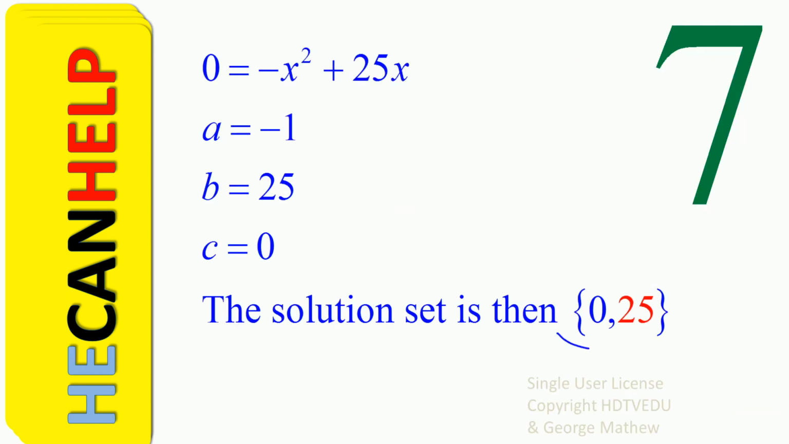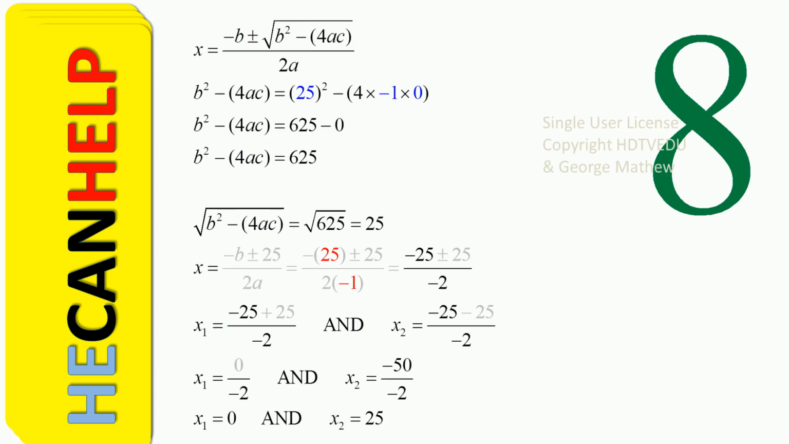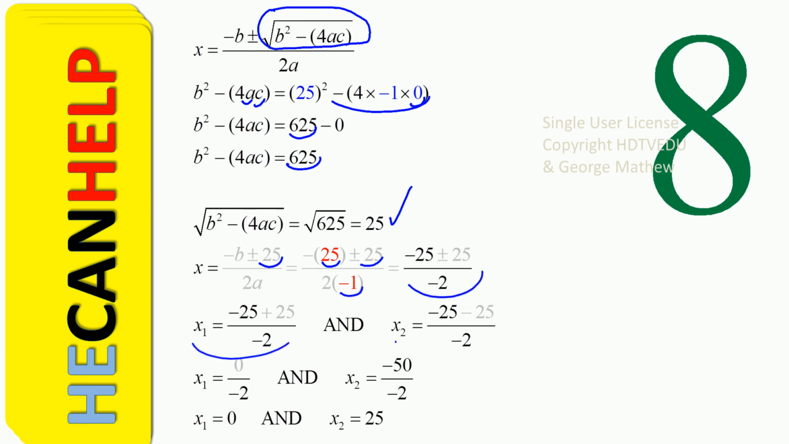0, 25. If you want to use the quadratic formula, here is the whole thing again. Substitute for a, substitute for c. c is equal to 0, so this whole thing is equal to 0. So we get 25 squared, which is 625. And what is the square root of b squared minus 4ac? 25. Substitute 25 for the square root of b squared minus 4ac, and you get negative b plus or minus 25 divided by 2a. Substitute for b, for the square root, and for a, and you get two solutions. From that, you get x1 and x2. And you get the same solution.